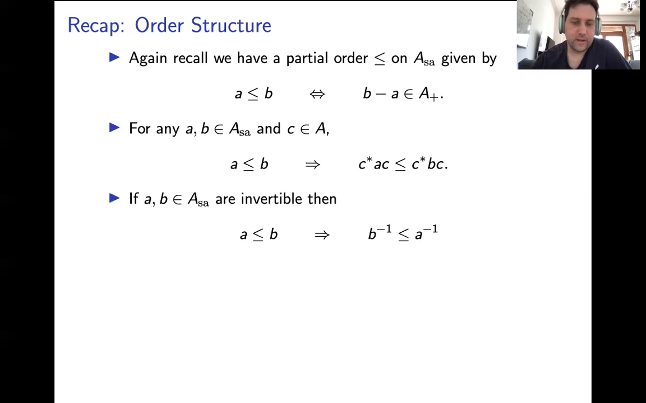Again, going back to last lecture, I think Karen proved that whenever you have two self-adjoints which are invertible, then as you would expect, taking inverses reverses the order. I think it was self-adjoint. Maybe it was only positive here, actually, now that I'm thinking about it. Yeah, okay. It's definitely true for positive. Whether it's true for self-adjoint, not 100% sure.